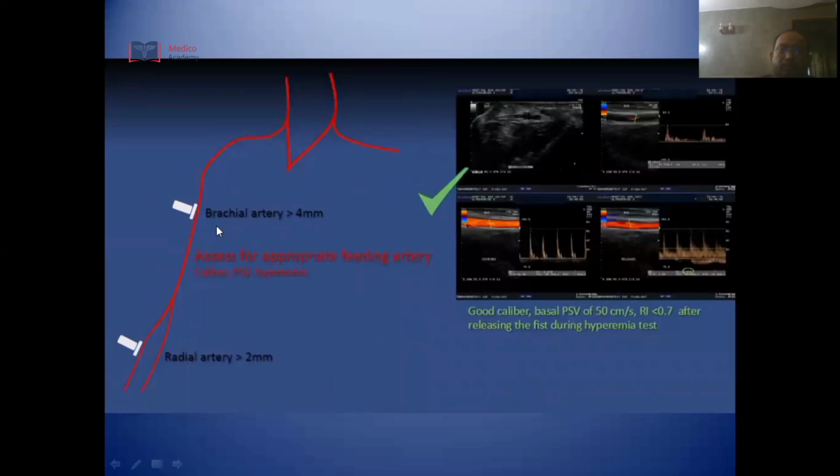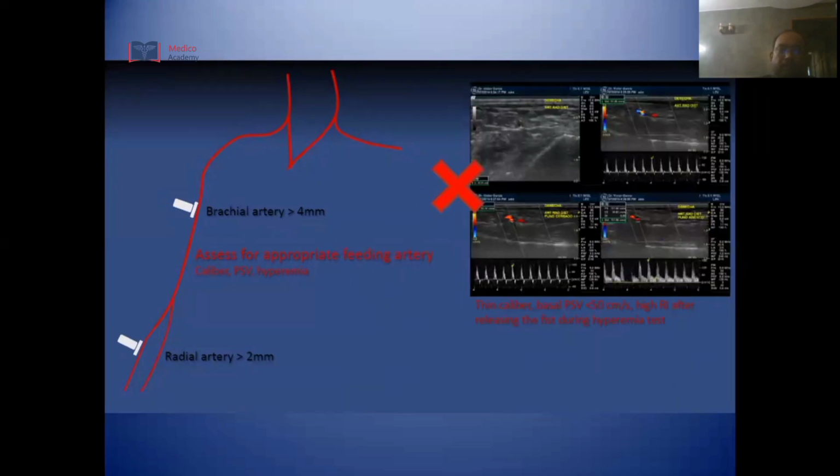Now, when we are assessing the brachial artery, it should be more than 4 mm, and for access, appropriate feeding artery caliber should be seen. A radial artery should be more than 2 mm. So this is a good caliber with a good flow with a PSV of 50. RI is less than 7, and this is a good artery for the access.